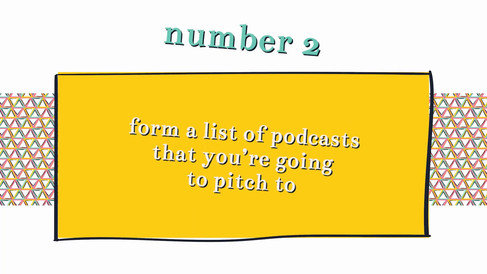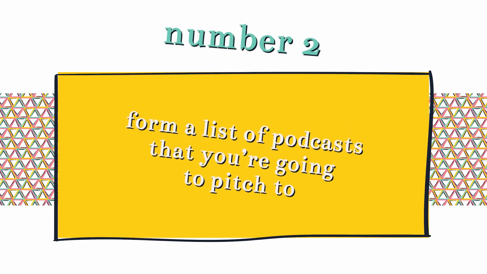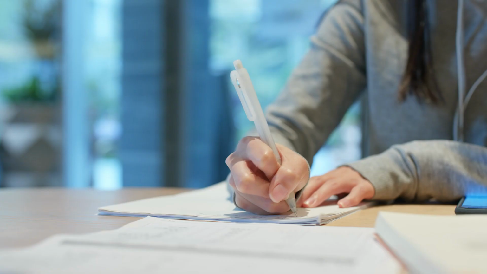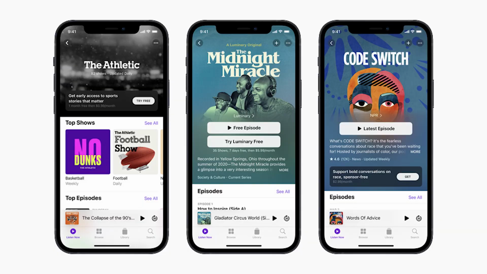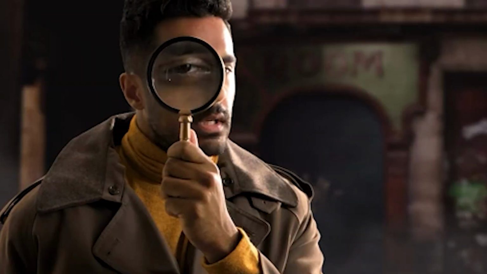All right, the second thing you want to do is to use that criteria to start to form a list of podcasts that you are going to pitch to. And I would highly recommend starting a spreadsheet to keep track of all of this information as you go. Then you're going to use the Apple Podcast app or something similar to start your search. So the easiest way to go about this is if you have one podcast in mind that you know you want to be on, use the app to find that podcast.